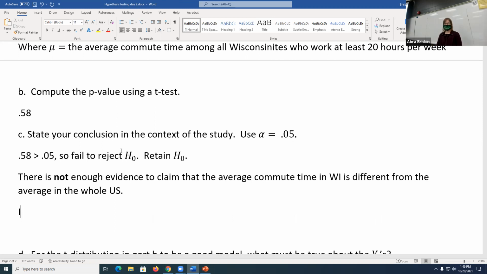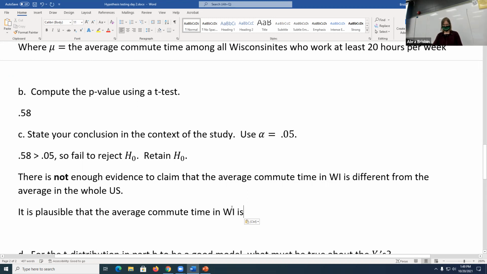Or we could say it is plausible or believable that the average commute time in Wisconsin is 25.4 minutes per day.